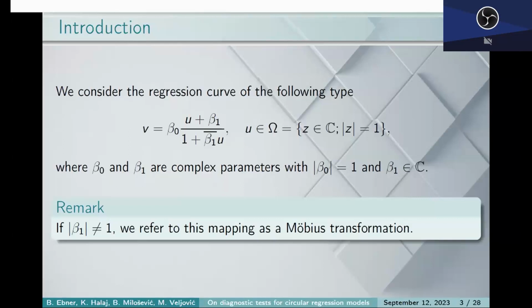Okay. Let's consider the regression curve of the following type. Covariate U is a point from the unit circle, and the parameters beta 0 and beta 1 are complex parameters with the restriction that parameter beta 0 is on the unit circle. In situations when the module of beta 1 is different from 1, we call this mapping a Mobius transformation. We know that a Mobius transformation is a one-to-one mapping which carries the unit circle onto itself.